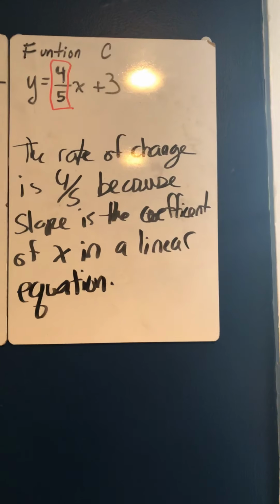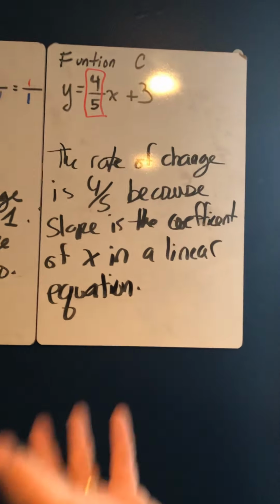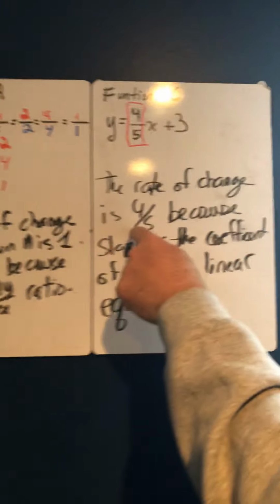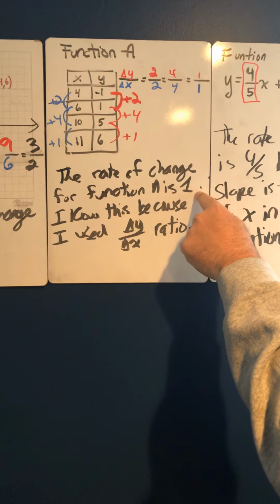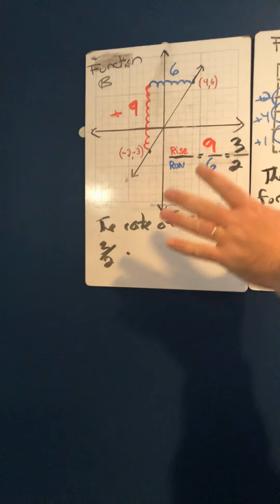Okay? So there's my work, there's my explanations, and the question was order from least to greatest. So if we look at all 3, 4/5 is the smallest, so function C is the smallest. And then rate of change of 1 is the middle one, and then the largest is 3/2, which is 1 1/2. So that would be the order.